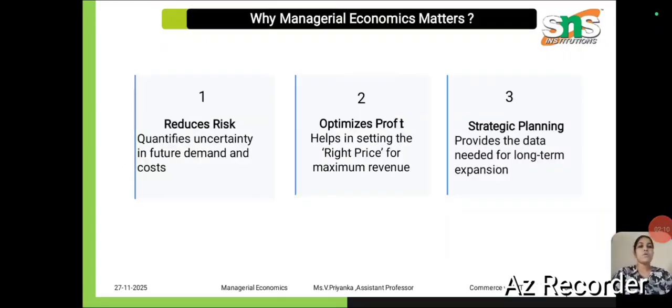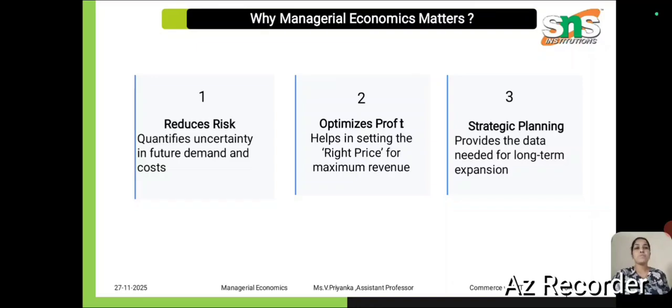Now we are going to see how it works. It reduces risk, optimizes profit, and supports strategic planning. Reducing risk is nothing but quantifying uncertainty in future demand and cost. Optimizing profit helps in setting the right price for maximized revenue. Strategic planning provides the data needed for long-term expansion. For example, a manager must decide whether to increase production or not. Managerial economics helps the manager study demand analysis, cost analysis, and profit analysis before taking such a decision. This reduces risk and improves effectiveness. So we should know that.